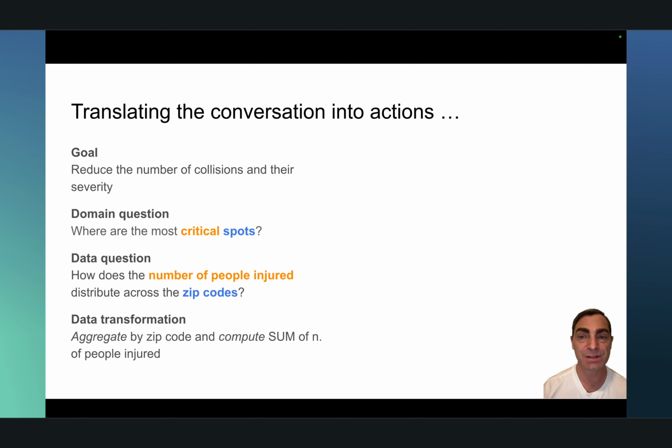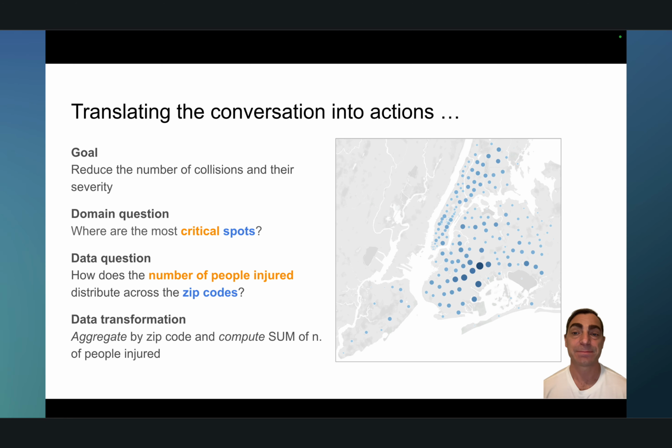So now we map this information onto a map, a symbol map, where every symbol represents one zip code and the size and color of the circles represents the sum of the number of people injured. So we can start answering the original question. Where are the most critical spots? Or more precisely, how does the number of people injured distribute across the zip codes? And we see that there are some areas with large bubbles around here, around here, around here. So we can start inspecting this map to better understand what is going on there.